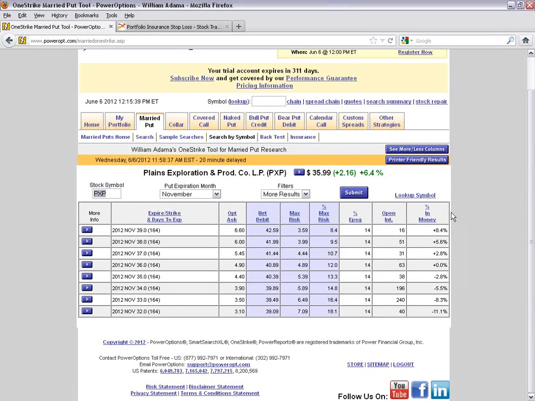Now the reason why I wanted to add the percent in the money in the open interest, well, it does look like there's some good liquidity on these positions out in November. That's a good start. But we're going to go to All Results now, and I want to click Submit.